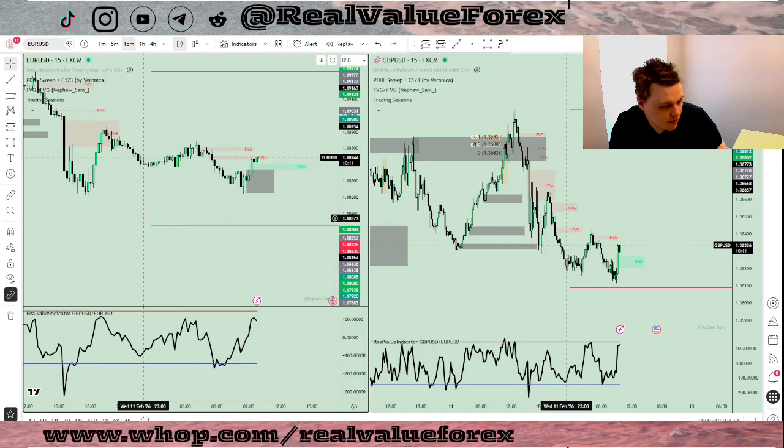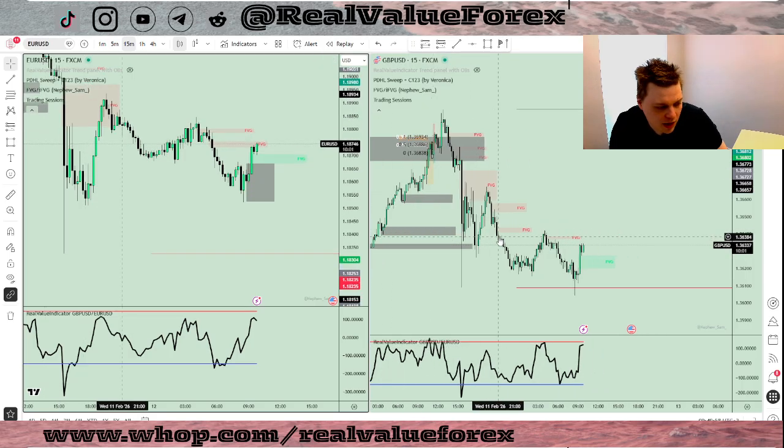Let's see. We haven't tapped into that daily low. So we have no clear targets. We have no clear delivery. Yeah, probably would like to miss that trade.